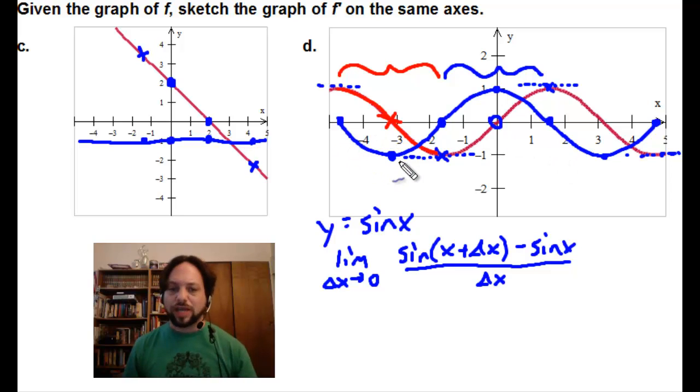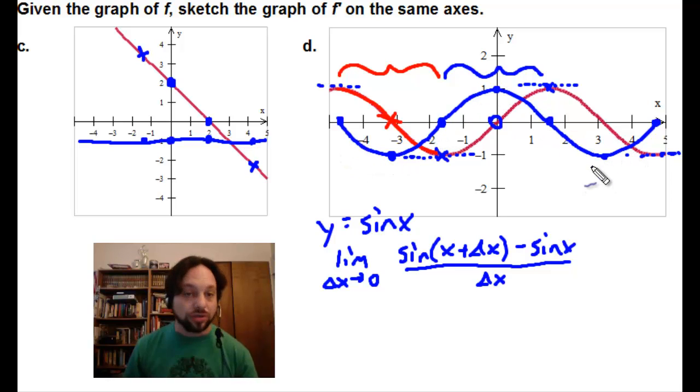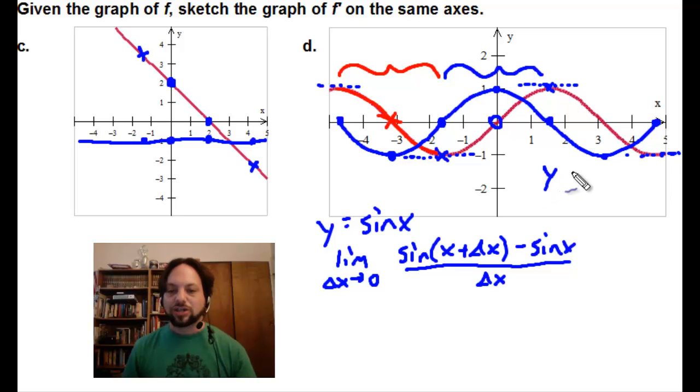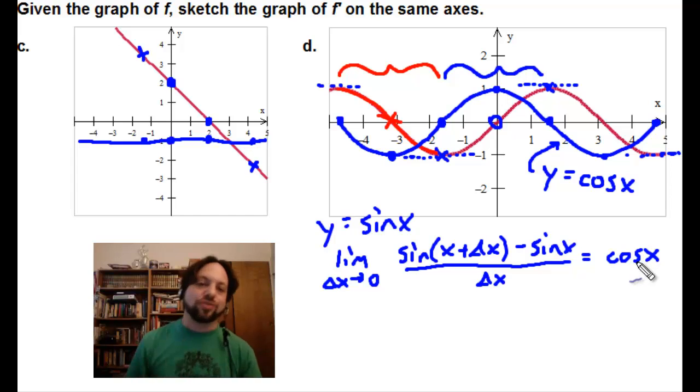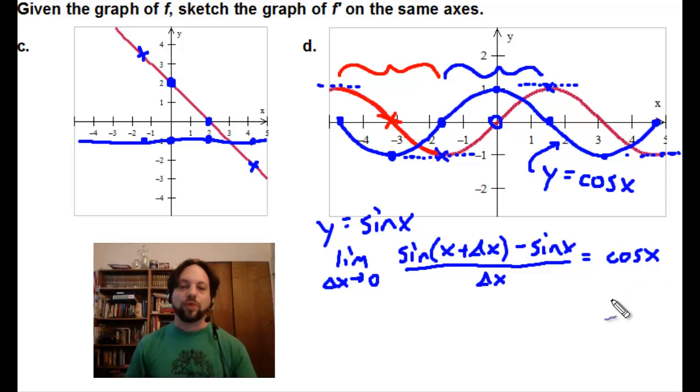In fact, if you look at this blue graph that we've drawn, while it is sinusoidal, it appears to represent a certain type of sinusoidal function. In this case, it looks to be y equals cosine x. We'll learn later that that is the actual truth. The derivative of sine is, in fact, cosine. That will come later on, but now you see why that will be the case when we get there.